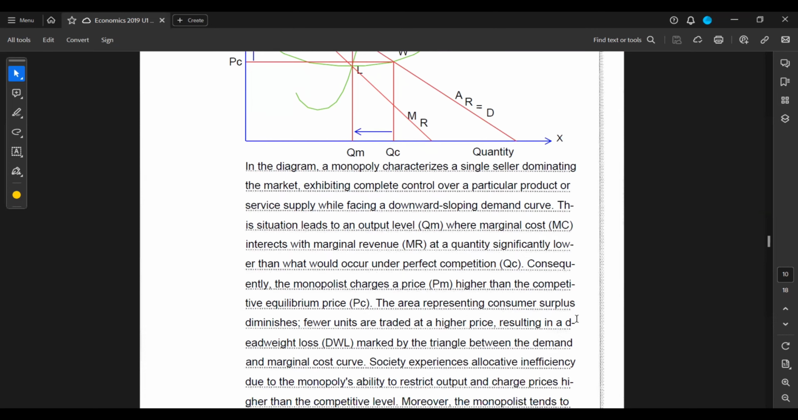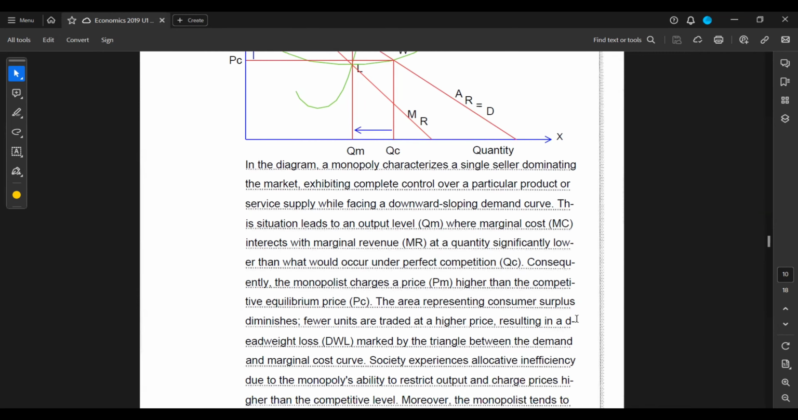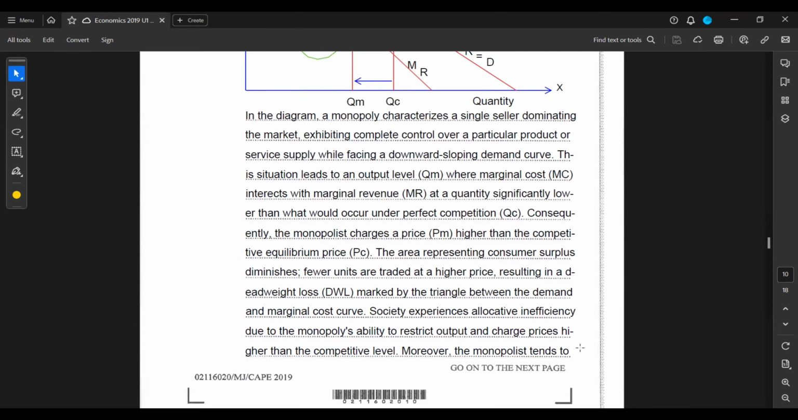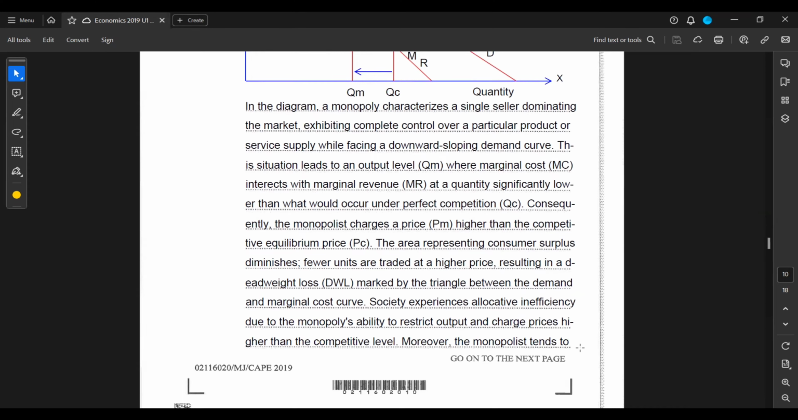The area representing consumer surplus diminishes. Fewer units are traded at a higher price, resulting in a deadweight loss, DWL, marked by the triangle between the demand curve and marginal cost curve. Society experiences allocative inefficiency due to the monopolist's ability to restrict output and charge prices higher than the competitive level.